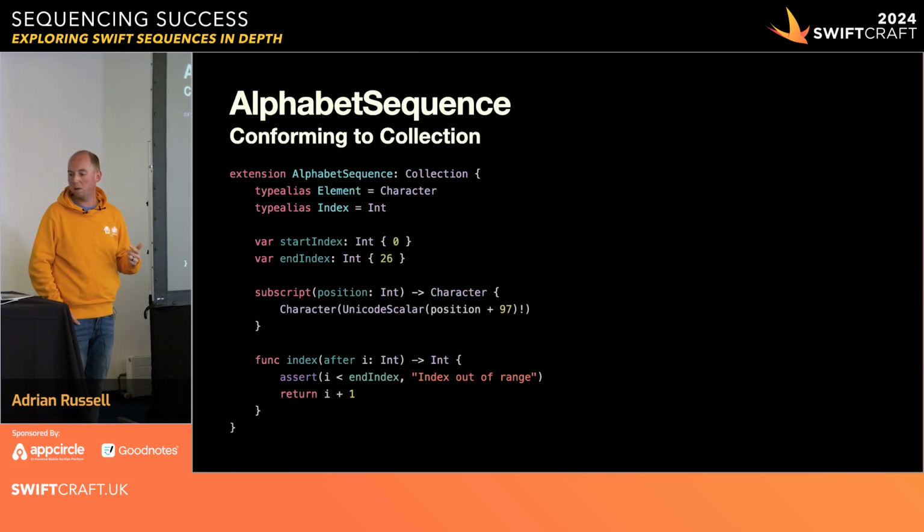So if we take our alphabet sequence, we can now conform that to collection. As you can see, we've still got our character element, but we've now specified an index being Int, our start index exactly as it would be. You imagine an array, its first index is 0, and its end index is 26 because it's one past the last character, which would be 25. Our subscript allows us to get the actual character out. And as you can see, we're just using the operation we had to calculate what the character would be from that position. And then we have our index after, where we're just making sure the index we pass in is below the end index, and if it is, we're just adding 1 to it. So we can implement 1, 2, 3.